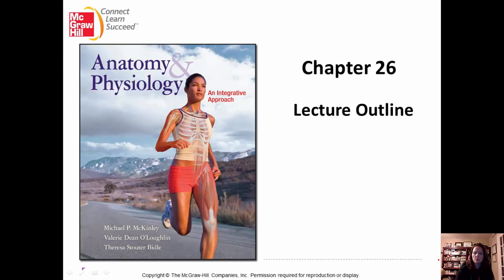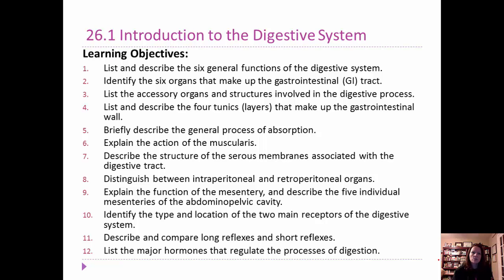So we're going to start chapter 26, which is going to cover the digestive system. So this first section, section 1, we're going to be taking a look at just the main functions of the digestive system. We're going to go through and take a look at, of course, the organs of the digestive system and the tissue that makes up the digestive system and things like that.